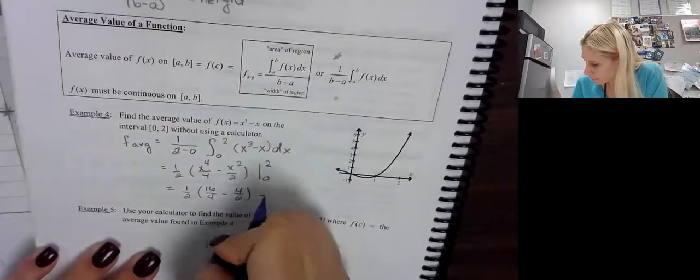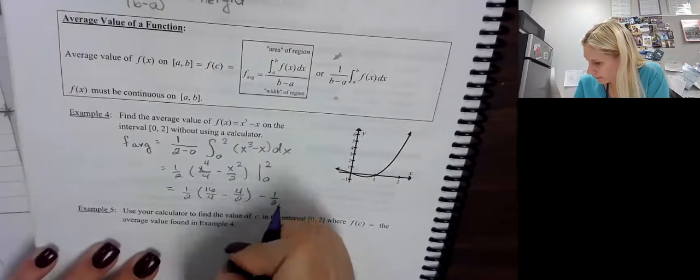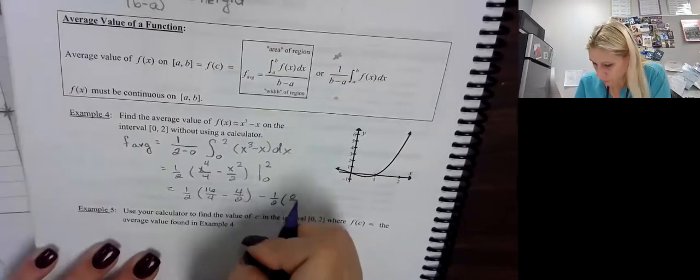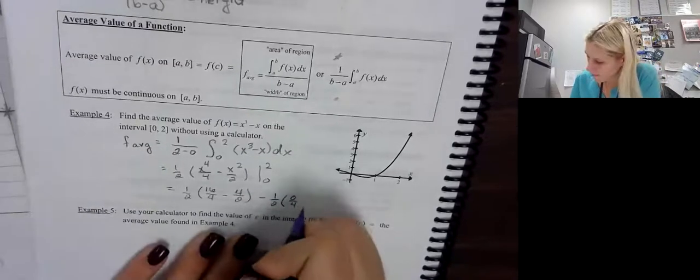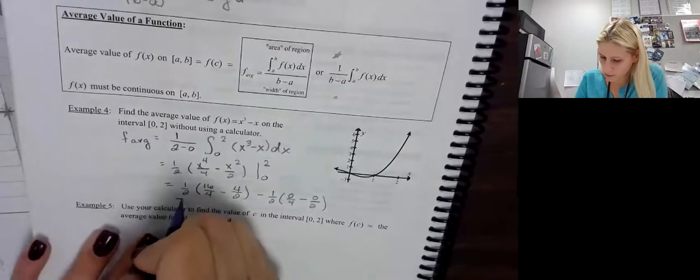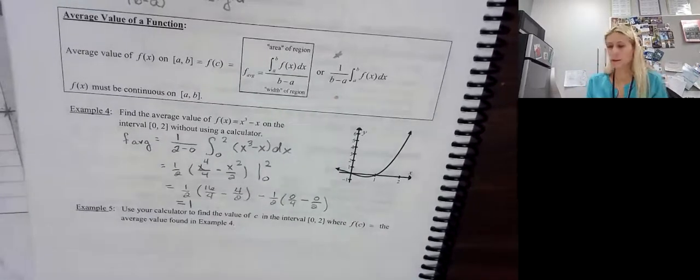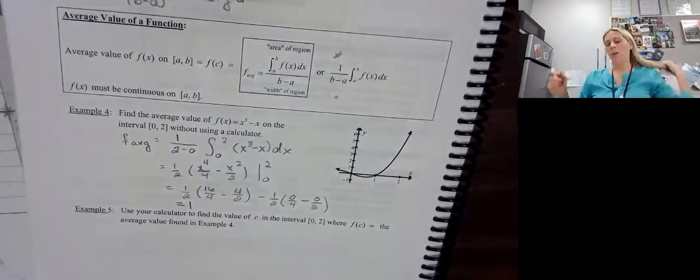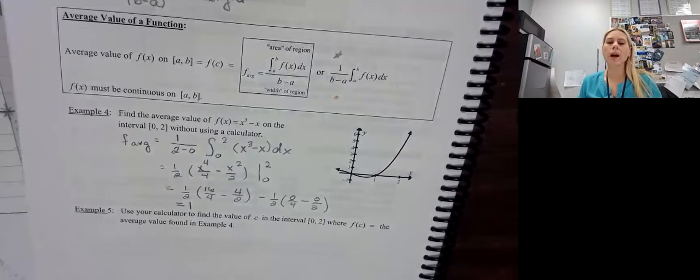And then we have minus, that 1/2 is still there, right? 0 over 4 minus 0 over 2. Do that calculation out, and we get the value of 1. So your area under the curve would be 1. Now what we're going to do is use our calculator to find the value of C in the interval of 0 to 2, where C is the average value found in example 4. So we're actually going to look at that average value.